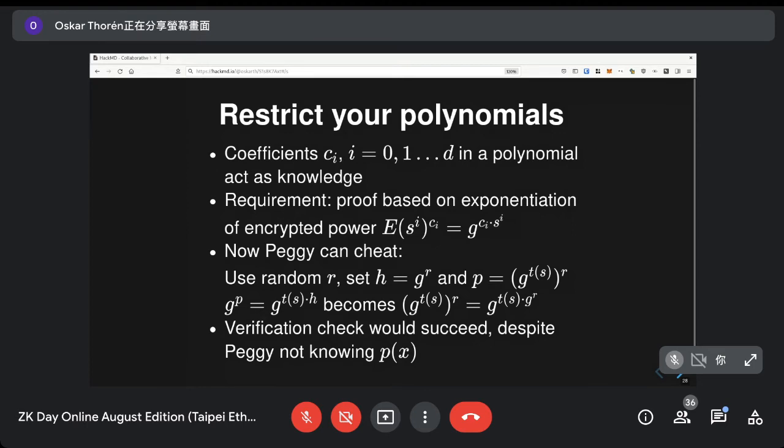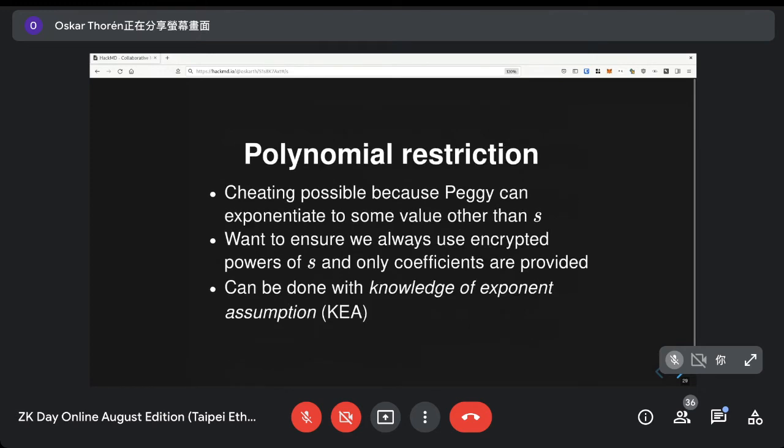As an example, Peggy can use some random r, set h to g to the power of r, and then set p to the expression there. And then the verification check checks out, despite Peggy not knowing p of x, which breaks soundness. Cheating is possible here because Peggy can exponentiate to some value other than s. What we want is to ensure that we always use the encrypted powers of s that are provided to us, and only add coefficients to it.